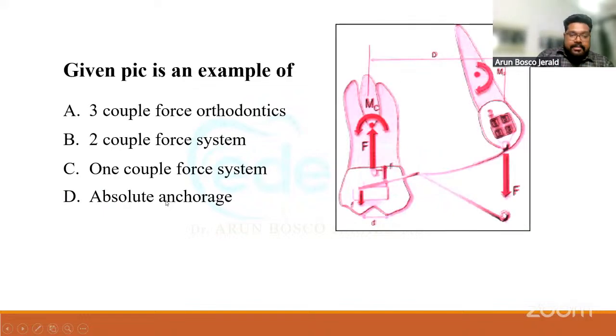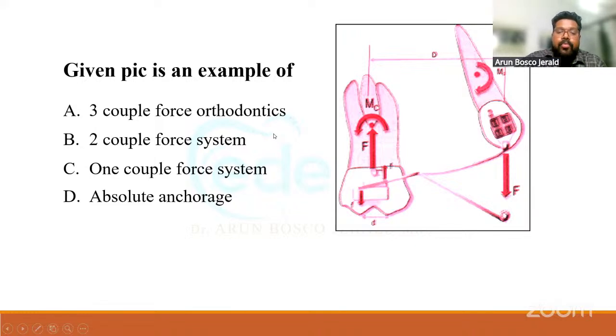Now, this question, given pic is an example of. The options are 3 couple force orthodontics, 2 couple force orthodontics, 1 couple, and absolute anchorage. Definitely, this is not absolute anchorage. Absolute anchorage is associated with temporary anchorage devices. And in the figure, they haven't given any kind of TAD. So option D can be eliminated. Now we have 3 options: 1 couple, 2 couple, and 3 couple force systems.